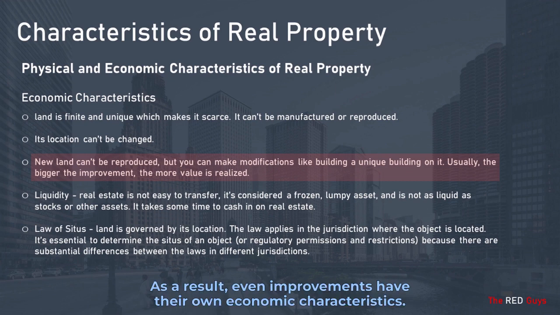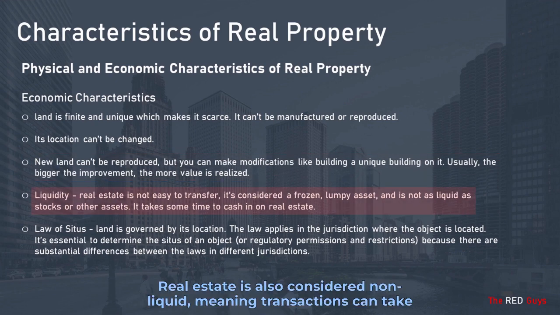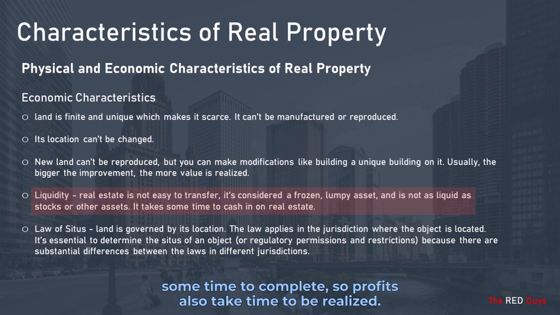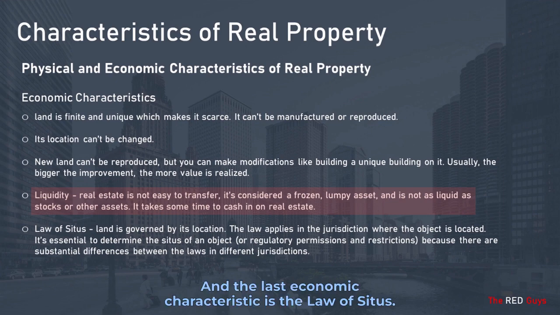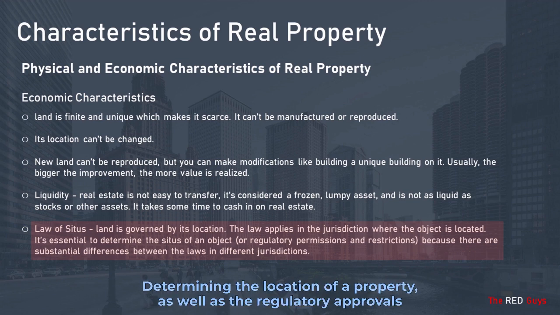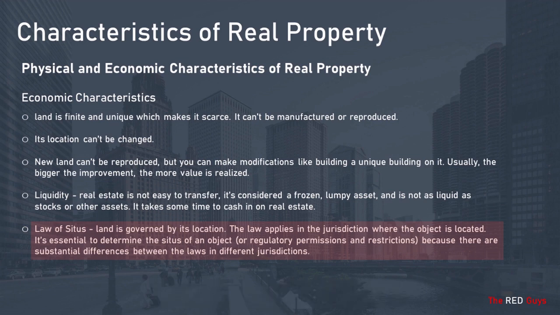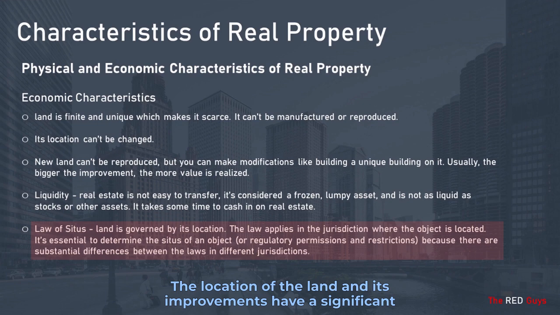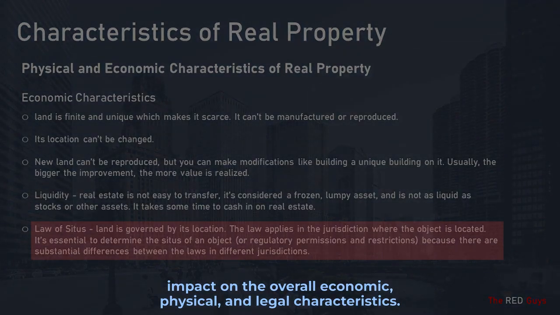As a result, even improvements have their own economic characteristics. Real estate is also considered non-liquid, meaning transactions can take some time to complete, so profits also take time to be realized. And the last economic characteristic is called the law of situs. Because there are significant variances in the laws of different jurisdictions, determining the location of the property as well as the regulatory approvals and constraints are critical. The location of the land and its improvements have a significant impact on the overall economic, physical, and legal characteristics.